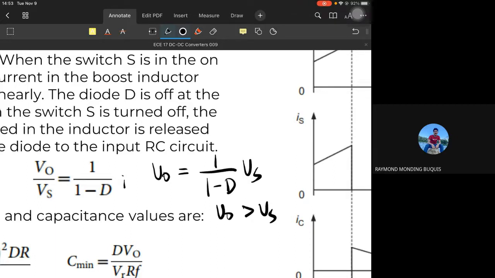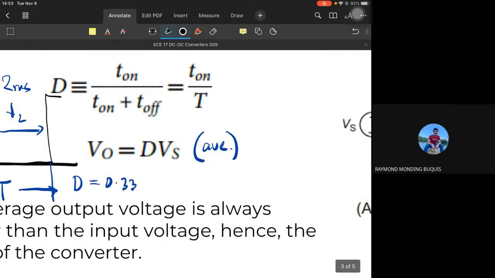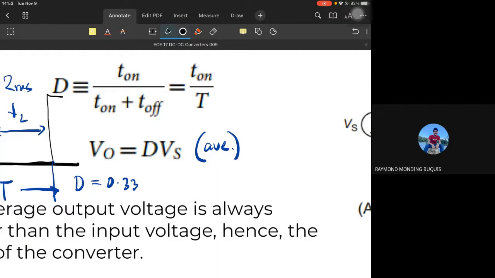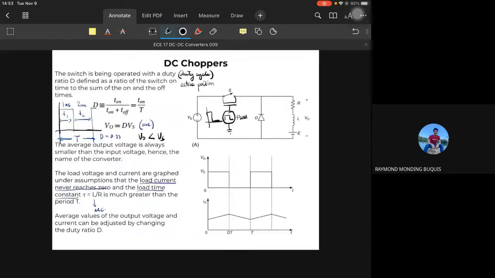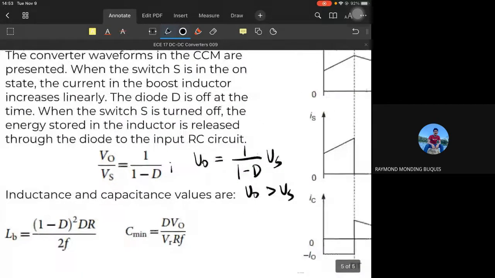The larger the duty cycle, the larger the output voltage. Here Vo is greater than Vs, unlike the buck converter, where Vo is always less than Vs in any case.